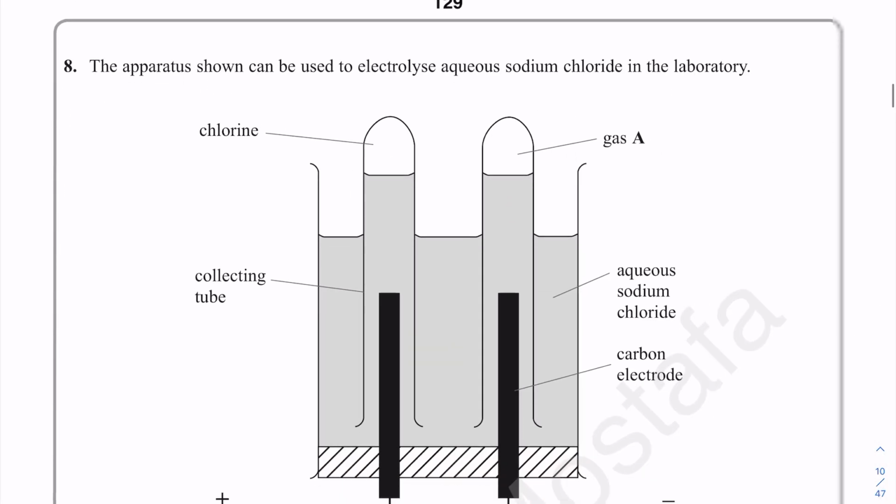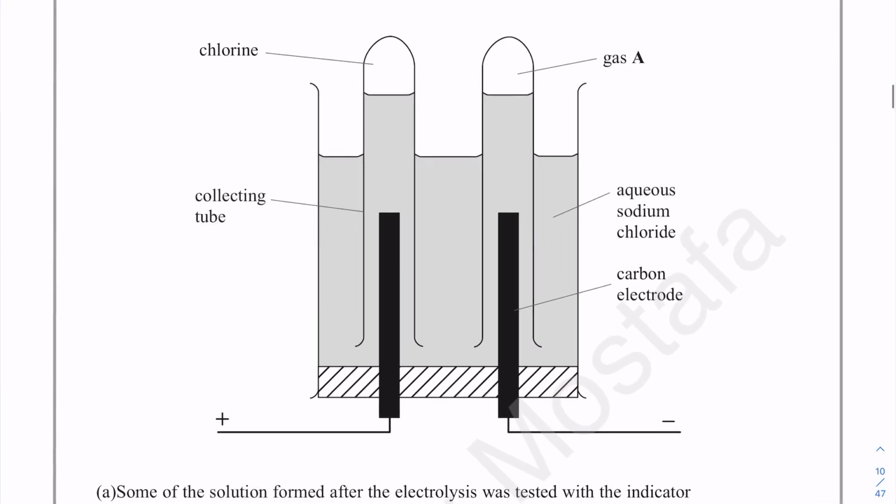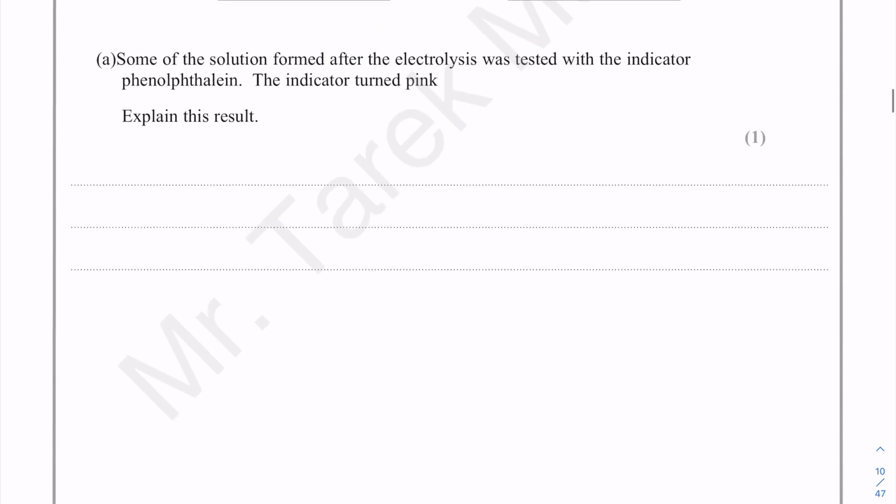بعد كده question 8. The apparatus shown can be used to electrolyze aqueous sodium chloride in laboratory. وكلورين وطلع هنا جاز A، أكيد جاز A ده الهيدروجين جاز. Some of the solution formed after electrolysis was tested with indicator phenolphthalein. The indicator turned pink. Explain this result. لأن solution is alkaline. Solution is alkaline يعني contains hydroxide اللي هي OH negative ion.